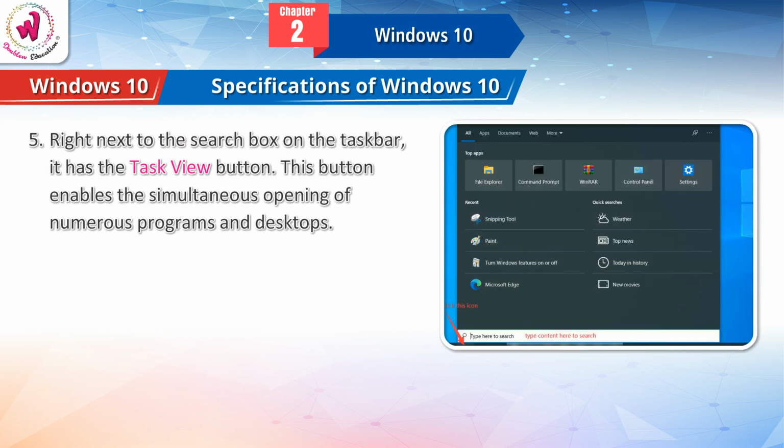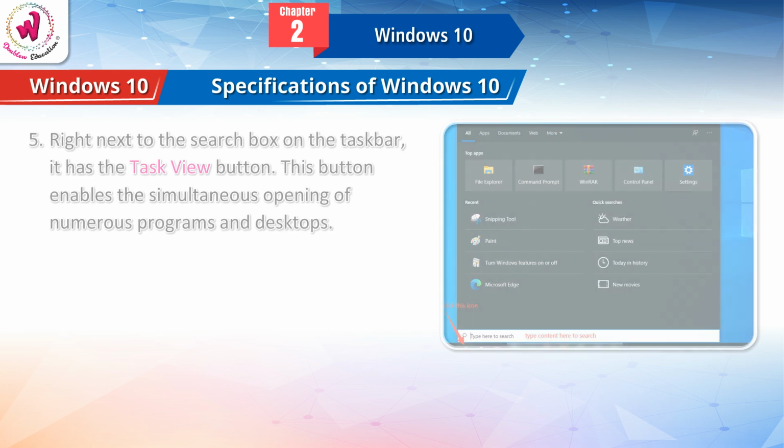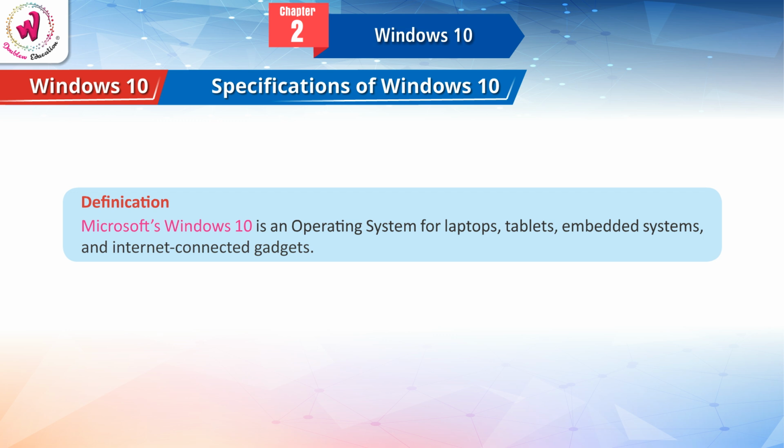5. Right next to the search box on the taskbar, it has the Task View button. This button enables the simultaneous opening of numerous programs and desktops. Definition. Microsoft's Windows 10 is an operating system for laptops, tablets, embedded systems, and internet-connected gadgets.